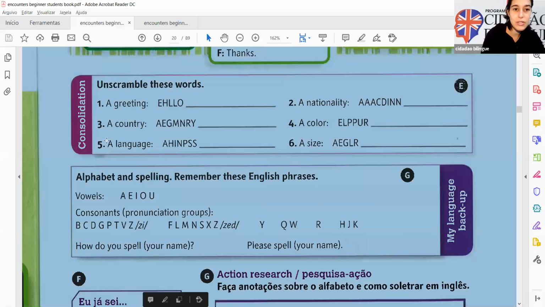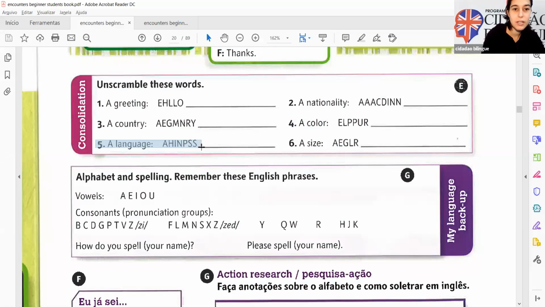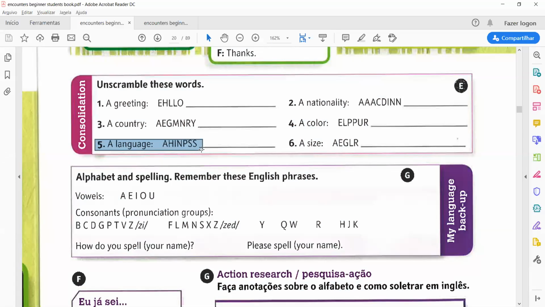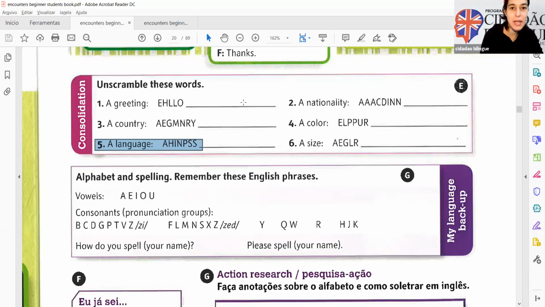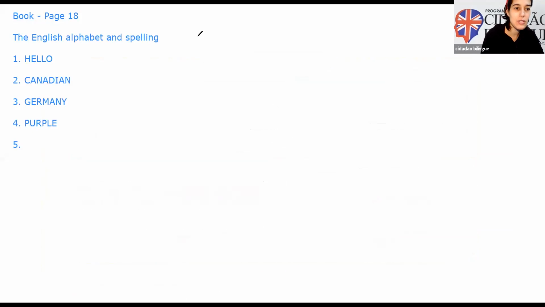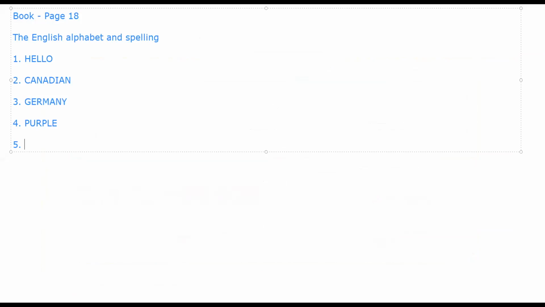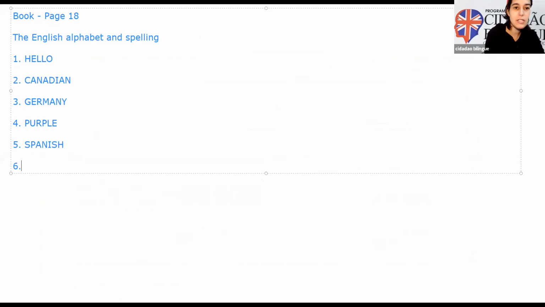Okay, number five. A language. Bianca, do you know what it is? Natalia? Spanish. Spanish, very good, Natalia. Okay, number five is Spanish.